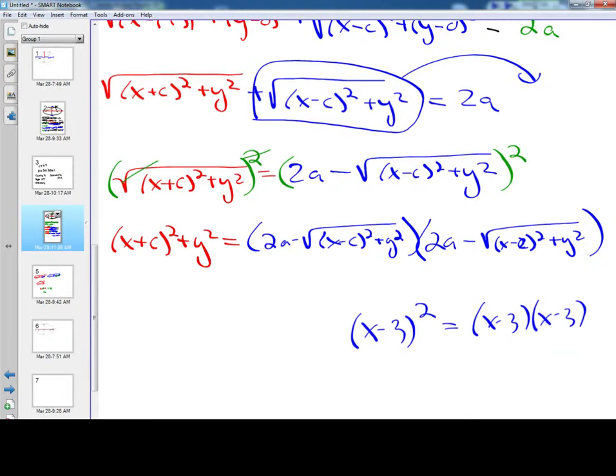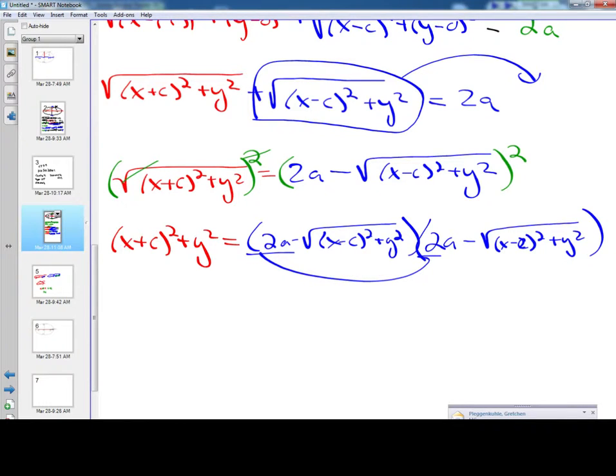Because I'm going to have to use, what do they call it? The one that starts with an F, ends with an oil? Oh, yeah, FOIL. Thanks. There you go. So, you guys ready? Left: 2a times 2a is 4a squared. 2a times that craziness is negative 2a craziness.